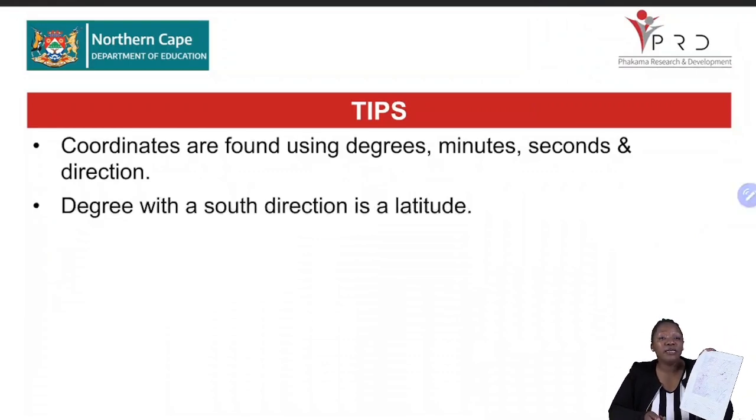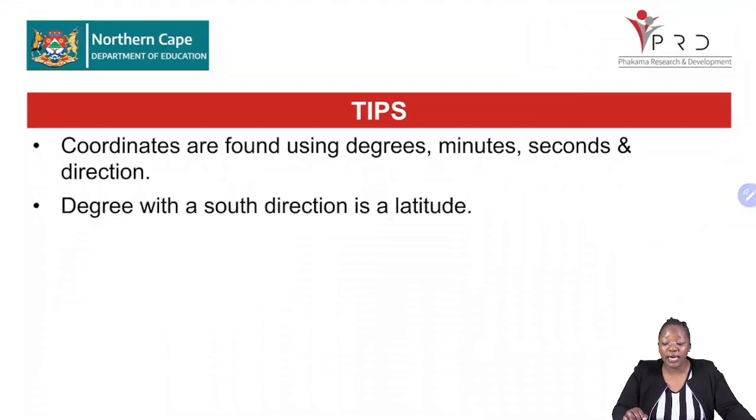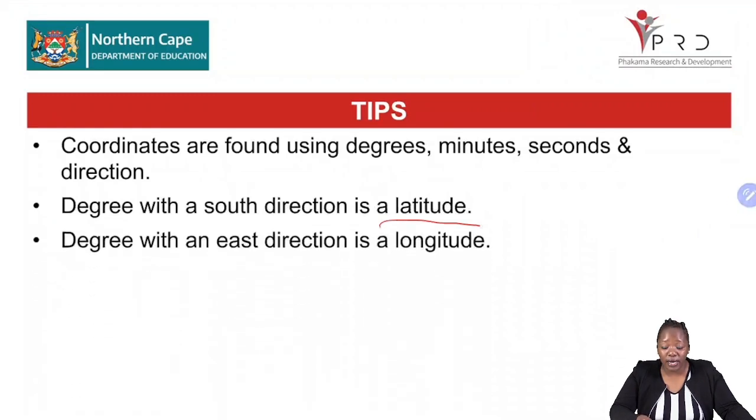As we have seen there on the map in the corner, you are given 29 degrees, 35 minutes with an S. That S stands for the south direction. Now that south direction is referring to a latitude. So by now you should see where our answer is.